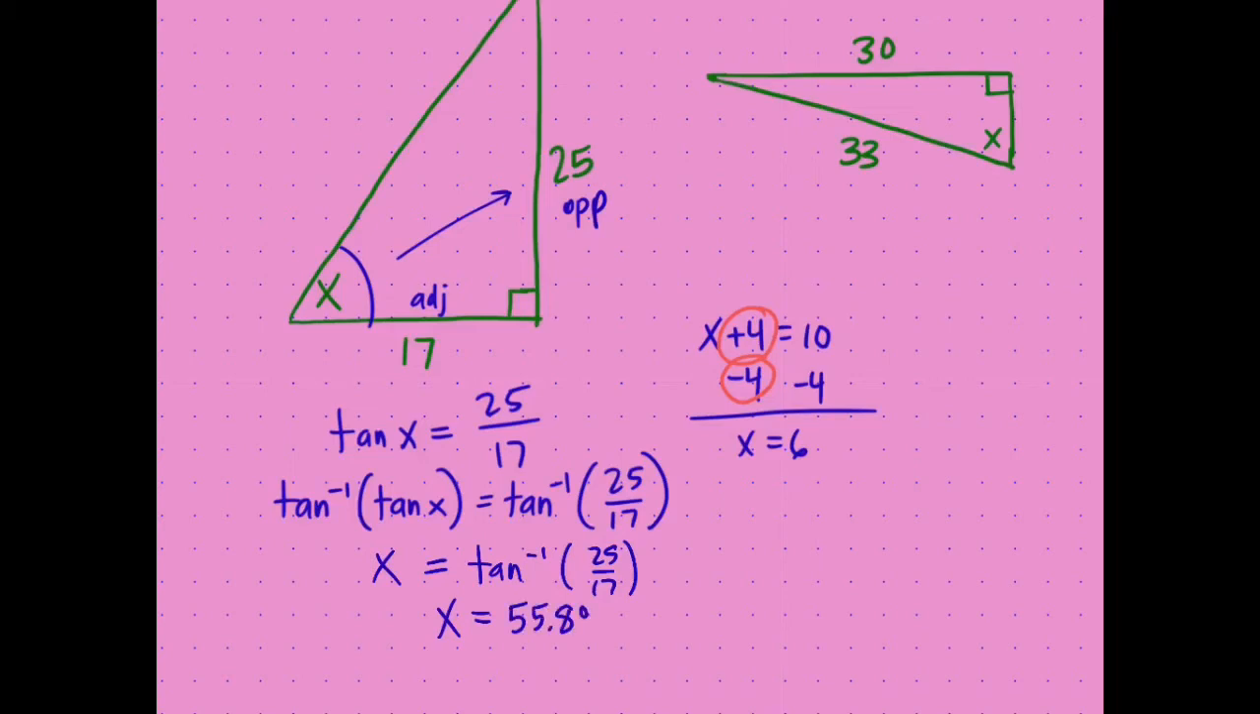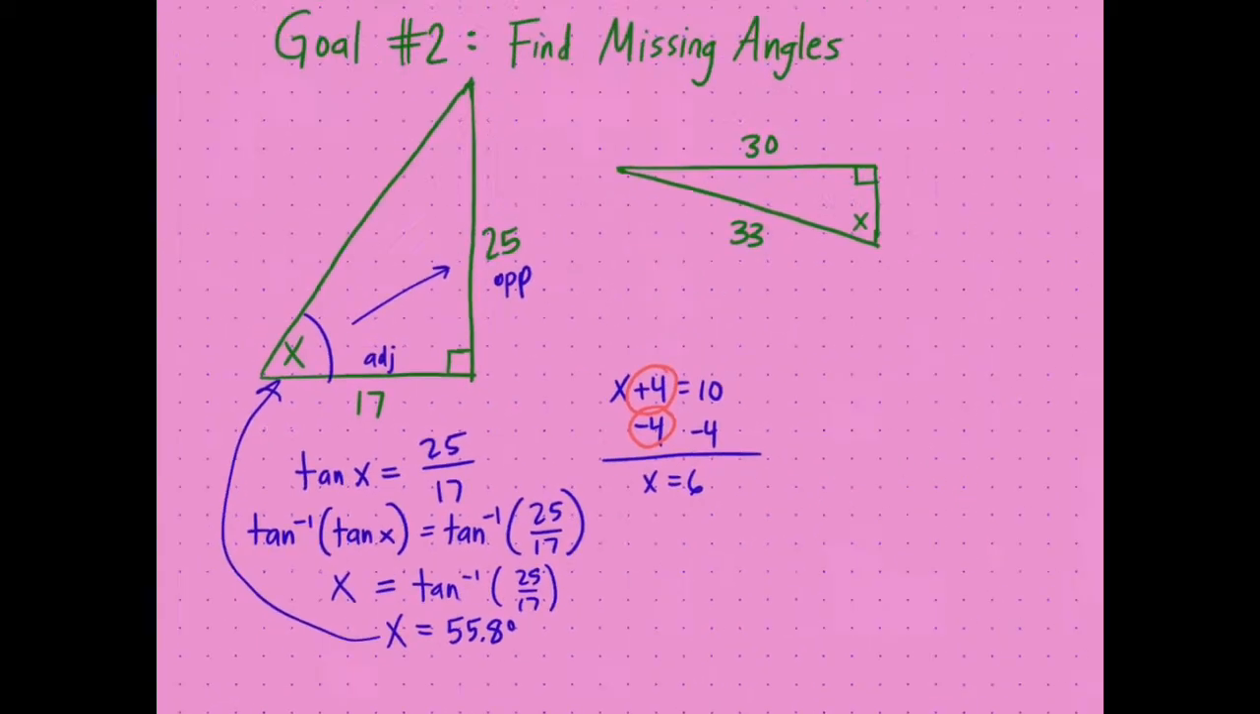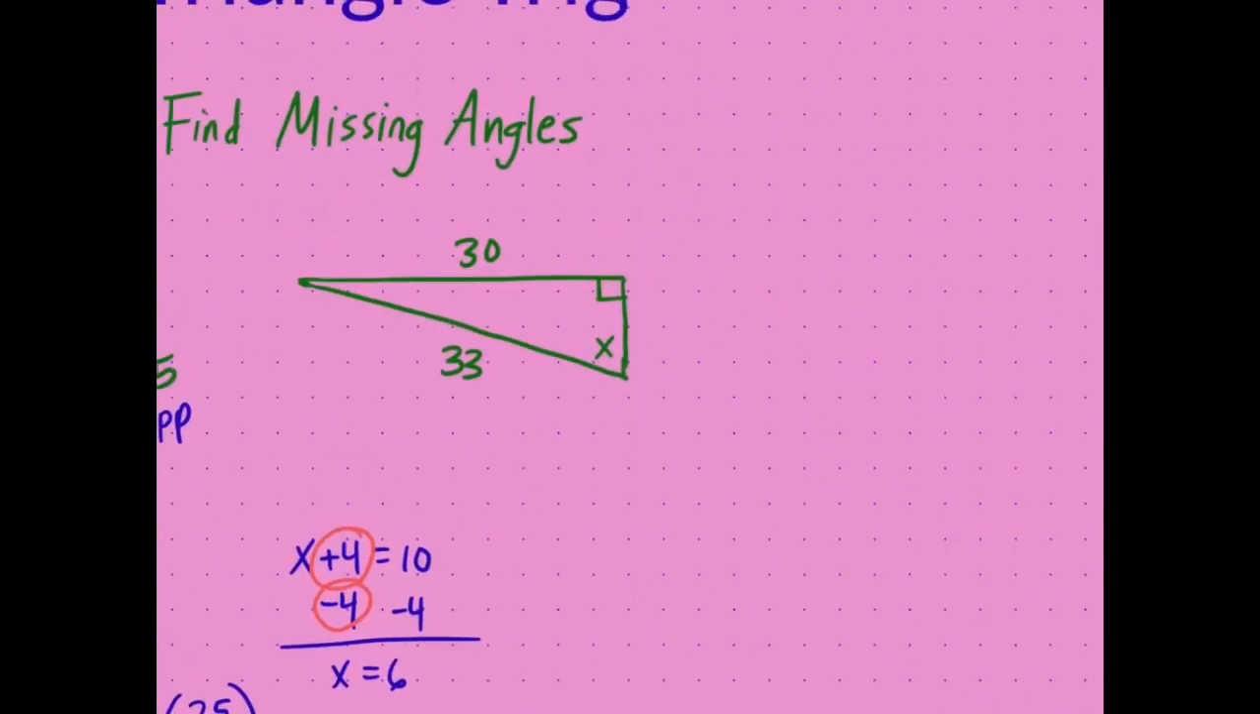Okay, the answer to a tangent inverse is the number of degrees. So it's saying if you have a triangle with a 25 and a 17 in this arrangement, then that angle right there must be 55.8 degrees. All right? So there's the difference. When finding angles, use the inverse trig. You might want to jot that fact down. When you're looking for angles, you're going to be using inverse trig. All right, and one more.